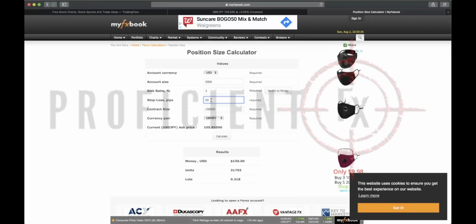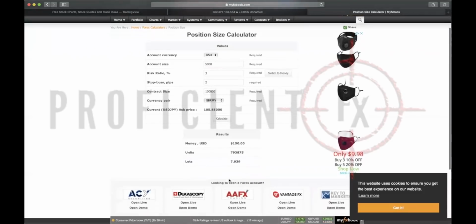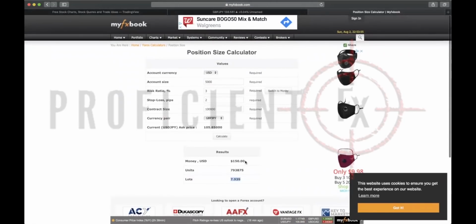But if we change this to a 2 pip stop loss, watch the lot size. Now we're trading about 8 lots, right? 8 lots instead of, what was it, 0.32? I don't even remember what it just was. That is the difference of how you're going to make a lot of money trading. Still risking the same exact amount of money. You see that? So let's pull out our calculator. Actually, let's go 7. All right, we're just gonna do 8 lots.